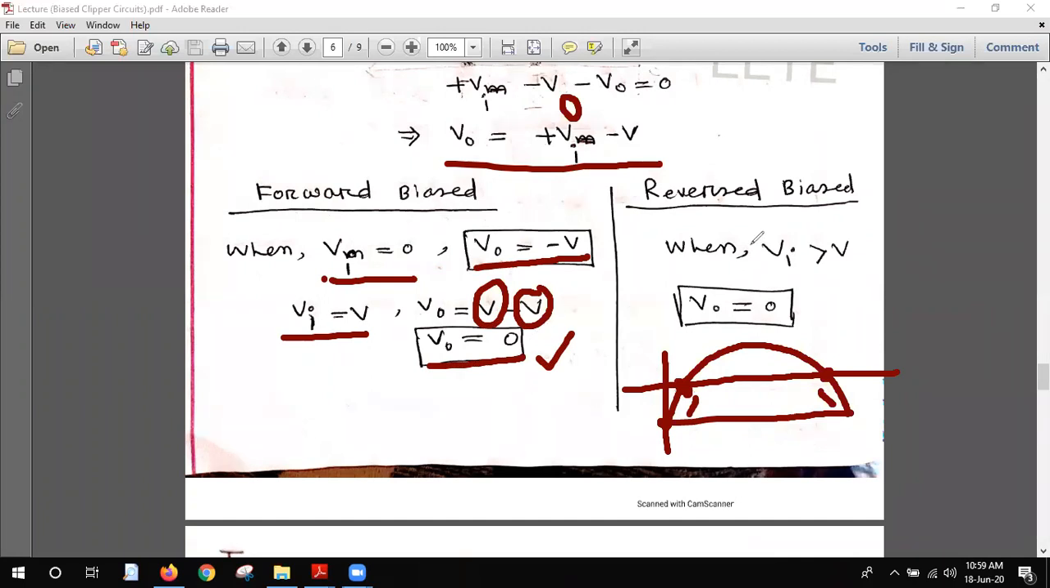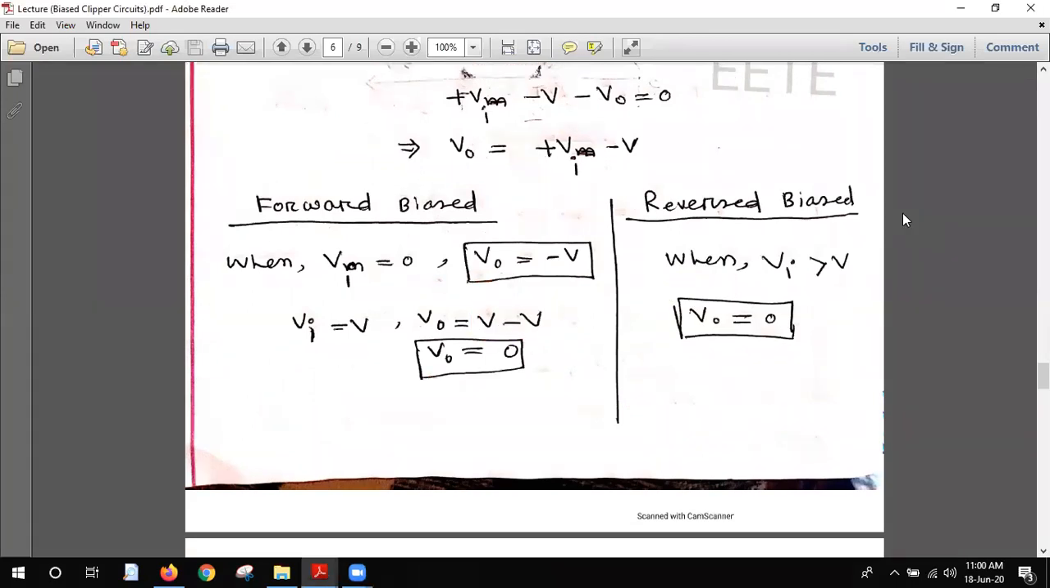And in reverse bias, I'm talking about this portion, my students, where VI is greater than V, reverse bias. So reverse bias means there is no current flowing. So when reverse biased, the output is zero. There is no current flowing, so the current will be zero, so the voltage will also be zero. So this is for the positive cycle. What we have discussed is all for the positive cycle. Let me go back one more time and tell.